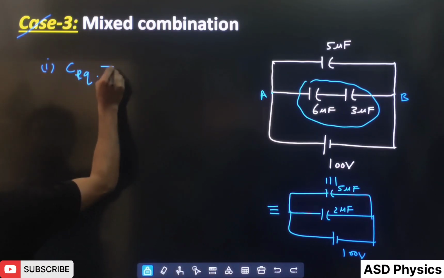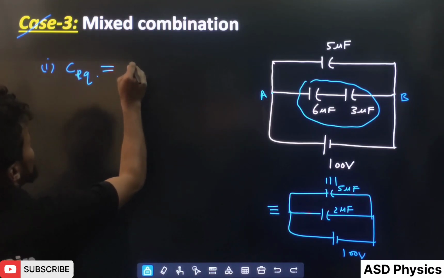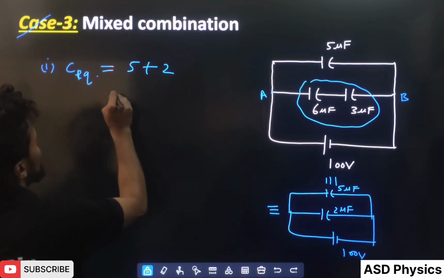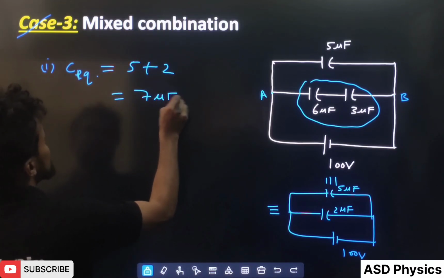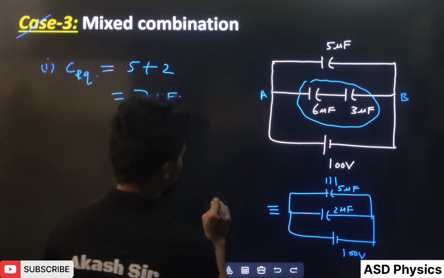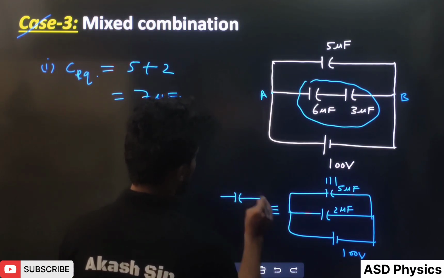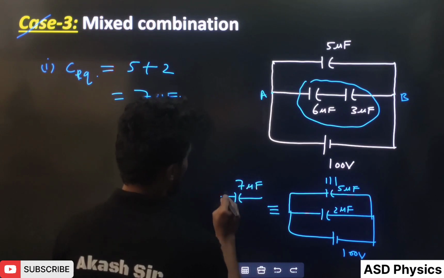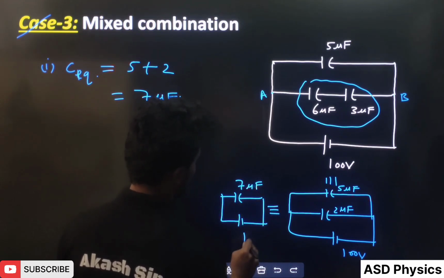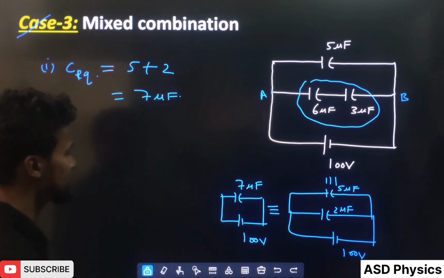That means we can write the overall equivalent. What will come here as equivalent? It will be 5 plus 2. Very easy. 5 plus 2, how much is coming here? 7 microfarad. So if I draw the equivalent diagram, see here, like this: 7 microfarad, and here this battery of 100 volt is there. This is clear.